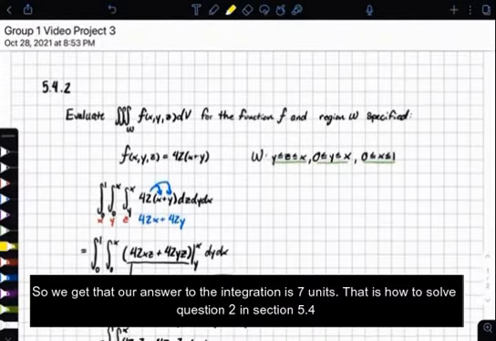So that is how to solve question 2 in section 5.4.